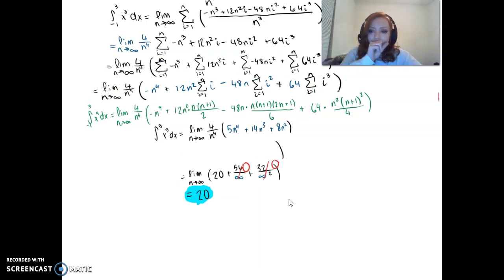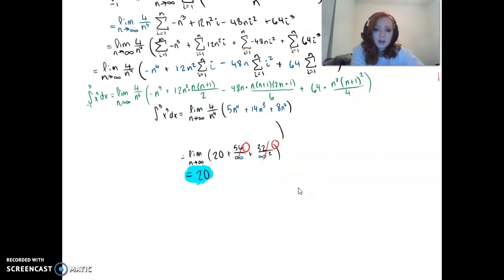So it was using the sum for i squared, i cubed, just plugging those in with the values of n and multiplying that out, taking out constants for the Riemann sum to just leave i. So that gave us the limit. Once you multiplied all of that fun stuff out, it gives us the limit for 20 plus 56 over n plus 32 over n squared.